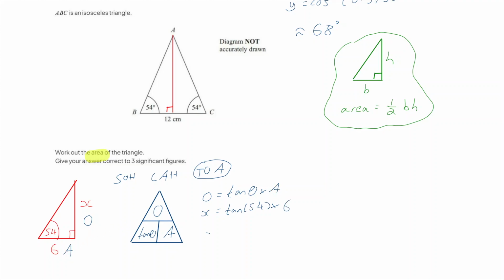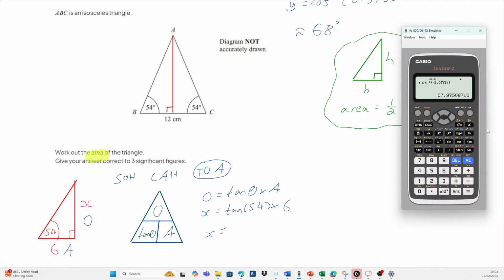Okay, so x is going to be equal to calculator time. Let's go and get it out. So tan 54, and we are timesing it by 6, which is going to give you this, and I'm not going to round too early because I'll get rounding issues. So 8 point, let's just go for 258. That should be enough for the time being.